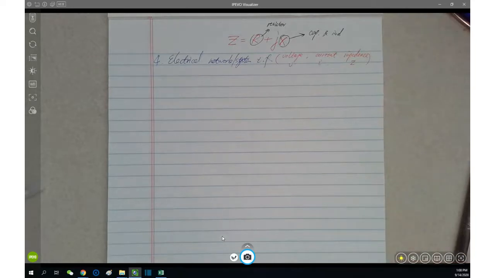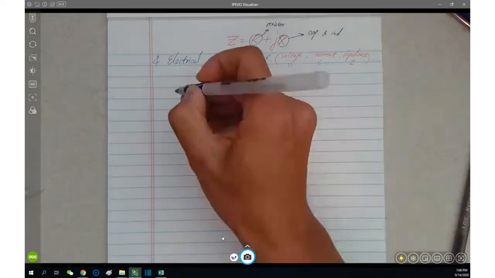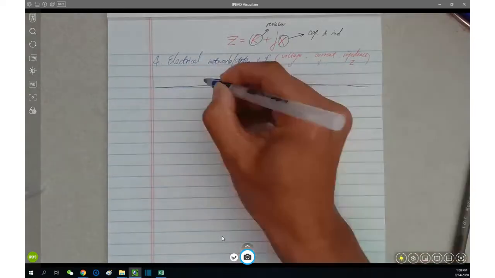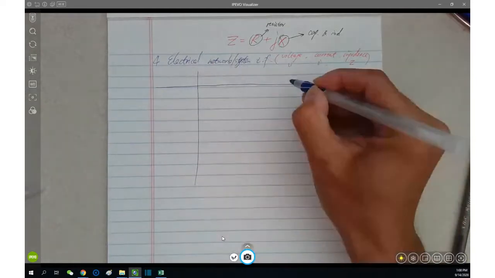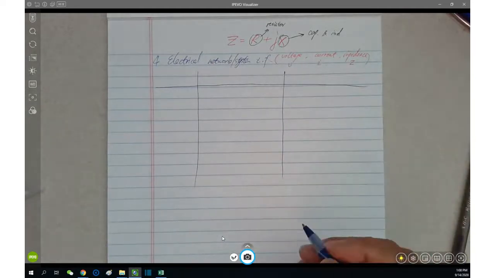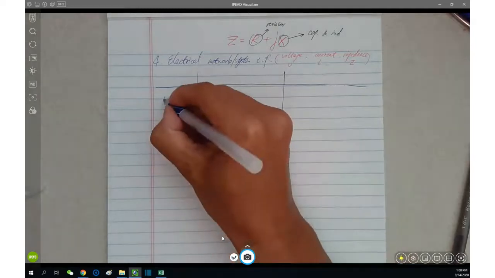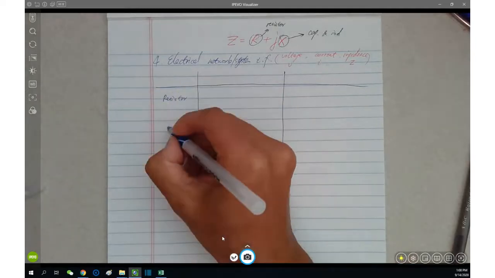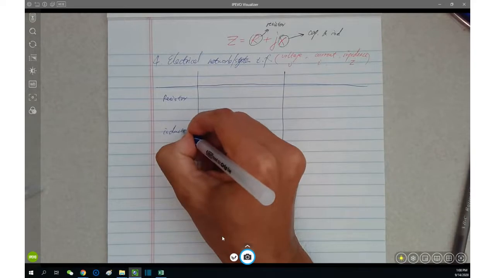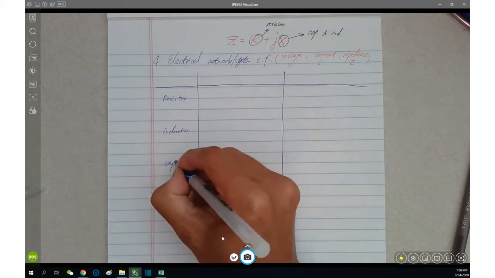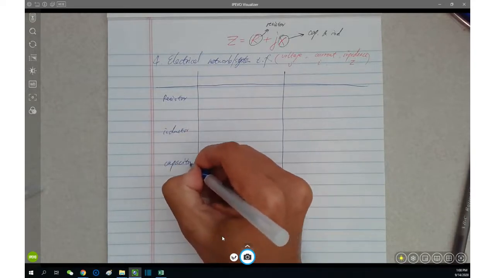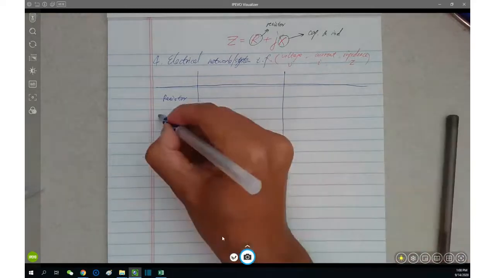So we just talked about the basic I-V relation, or the Ohm's law. Let's summarize the things together. It's very simple, but we want to make them organized. We just talked about very basic things: resistor, inductor, and capacitor. Three components, very basic.